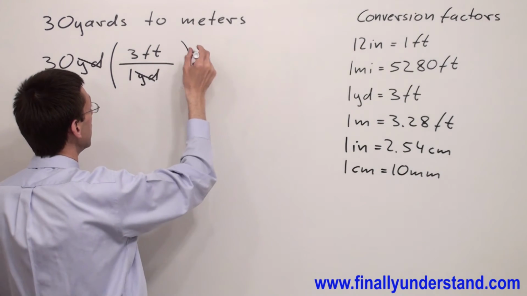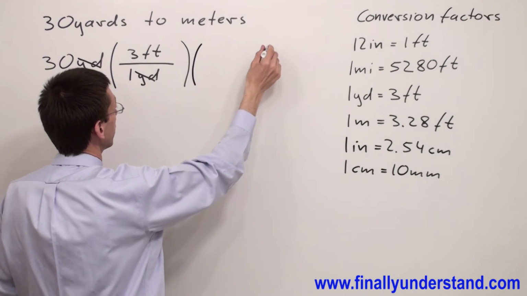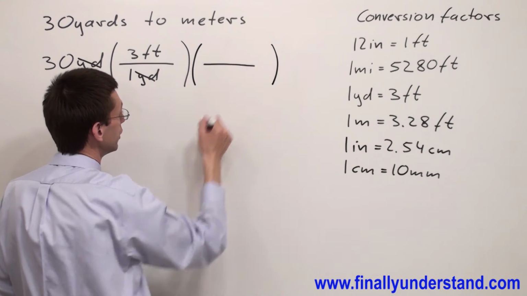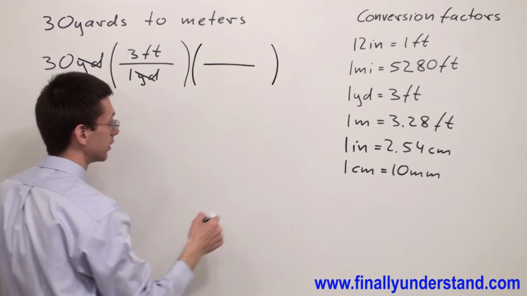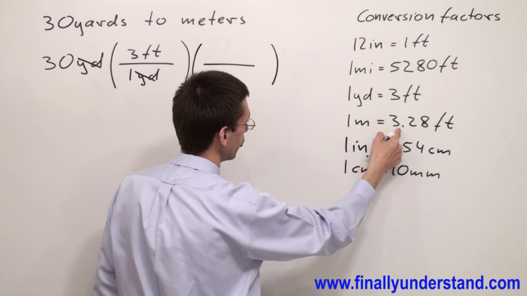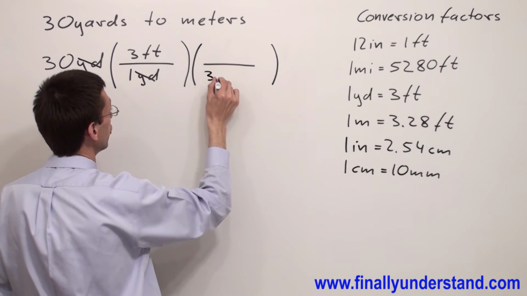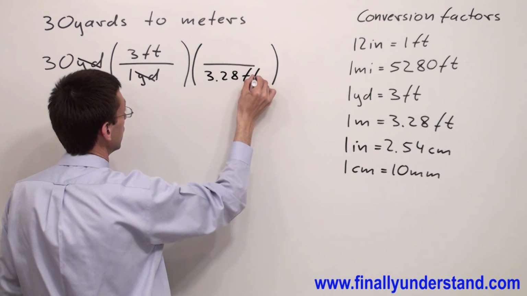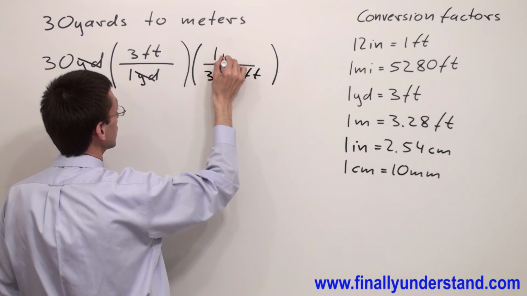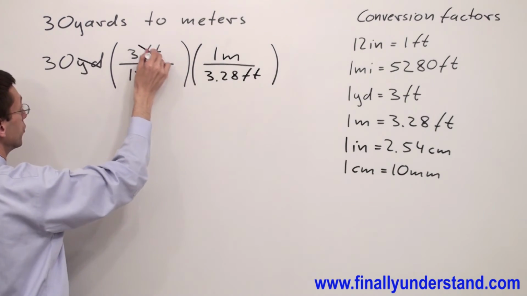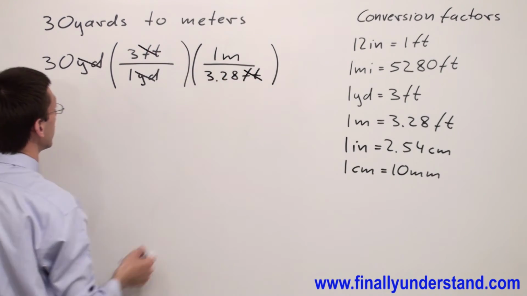That's why I have to eliminate foot by using another conversion rate, which says that 1 meter is equal to 3.28 feet. So I have 3.28 feet equals 1 meter. So foot and foot will cancel out.